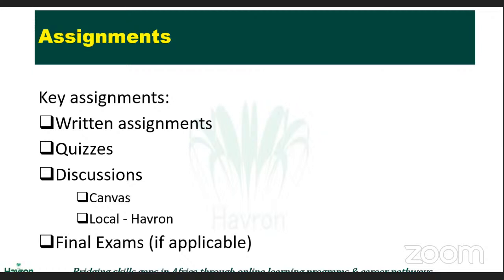Okay, so generally, there are key assignments. Number 1 is the written assignments. Number 2 are the quizzes, which are weekly. Number 3 are discussions, which may be weekly or bi-weekly as the course dictates. And then these discussions happen both at the canvas. When we talk about canvas, we are referring to the portal where the courses are hosted. You have been granted access to that platform, and that was the attendance that we took from yesterday, asking those who have logged in to indicate. So that is the canvas.